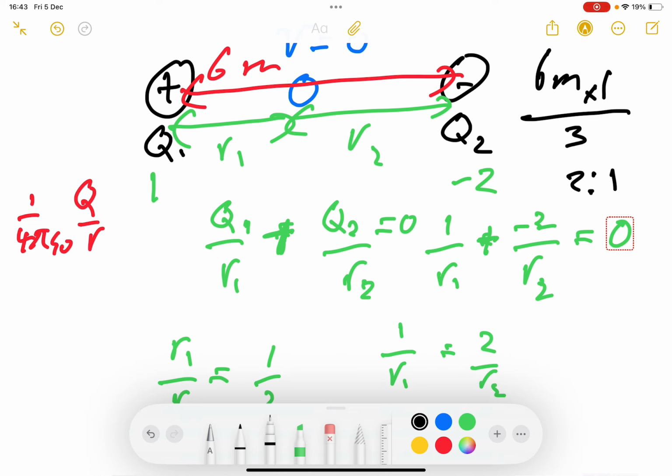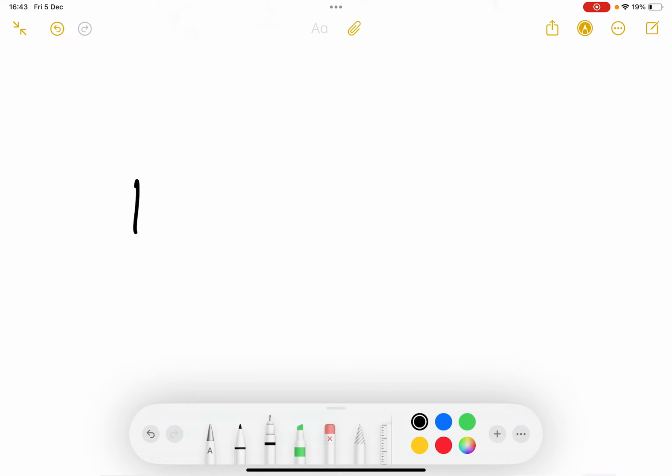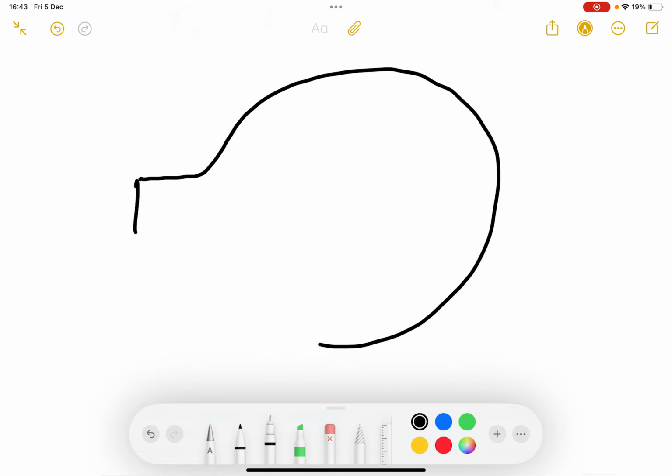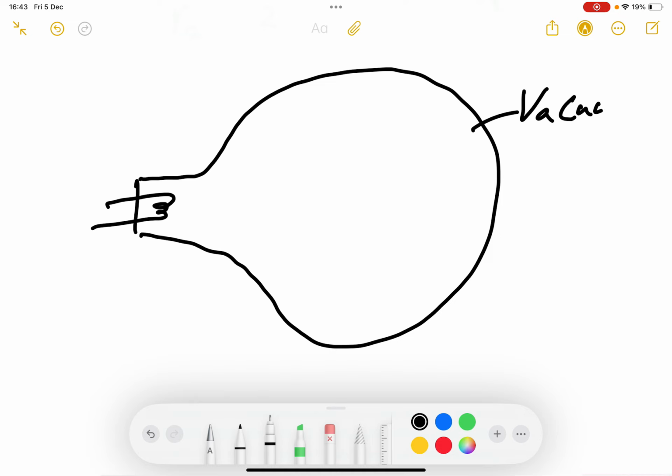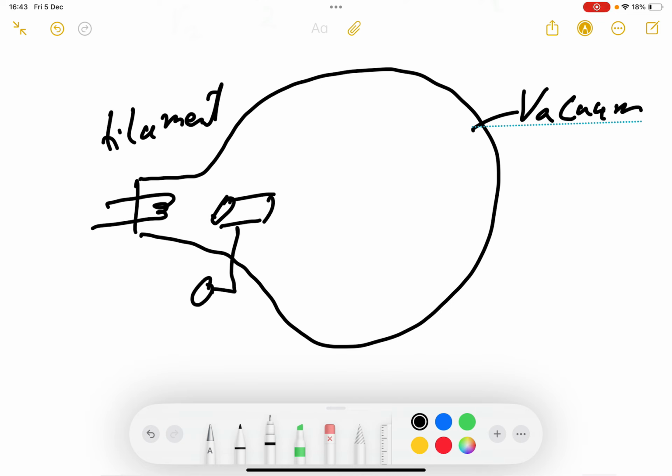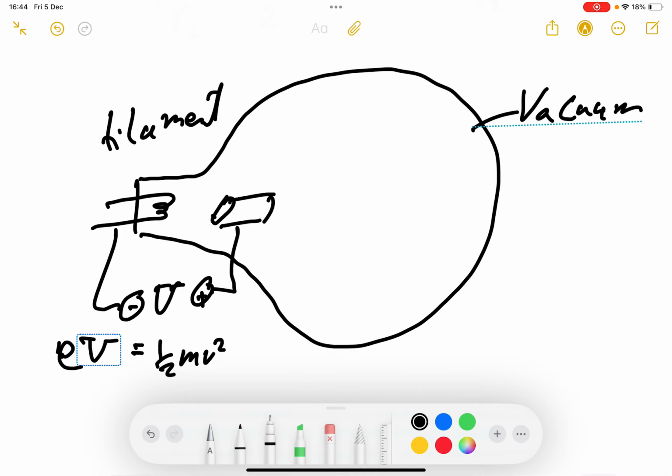And then finally, if you've got any energy left, let's think about our accelerating electrons. So we've got a vacuum. We have a filament to boil out some electrons by getting really hot. We have a little tube to accelerate our electrons. We make that positive, we make that negative, and the energy of the electron is eV, because that's the energy per coulomb, times the coulombs, equals a half mv squared. So that's how we'd work out how fast our electron would be going.